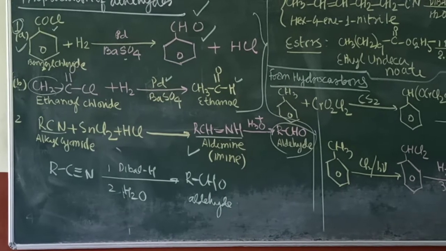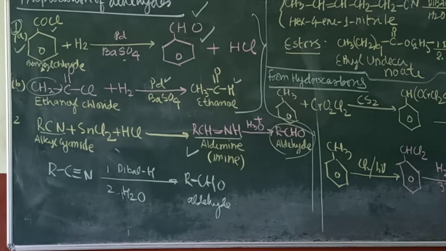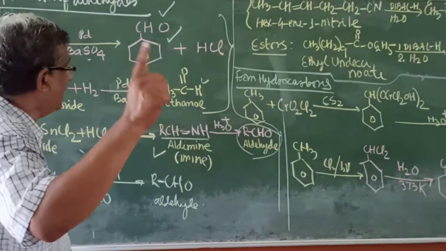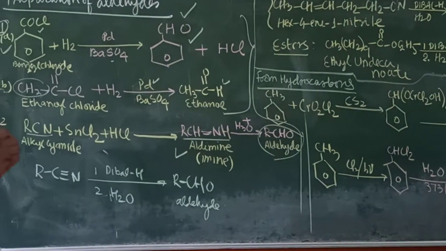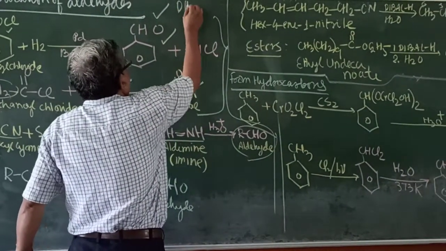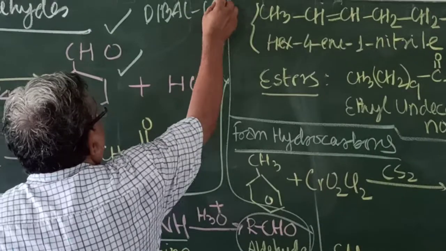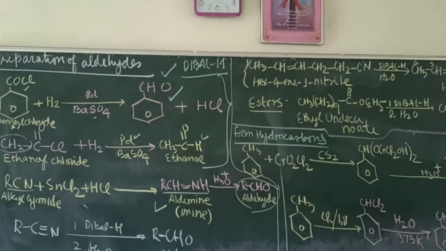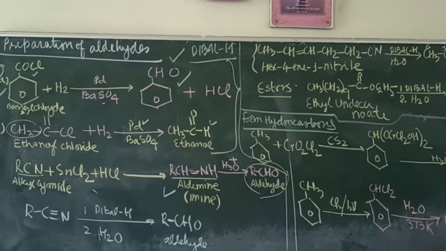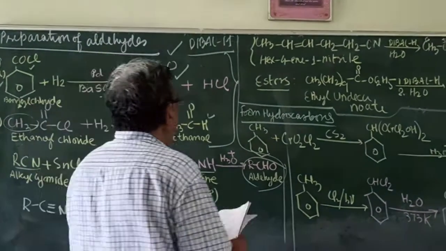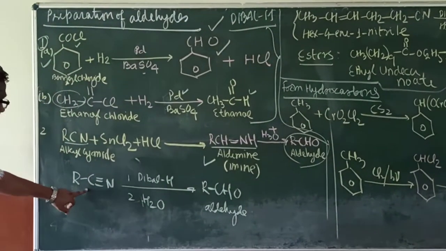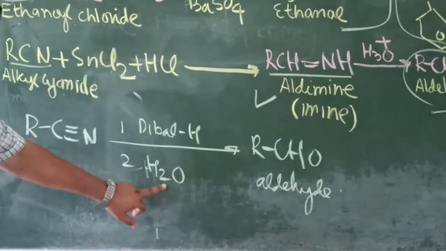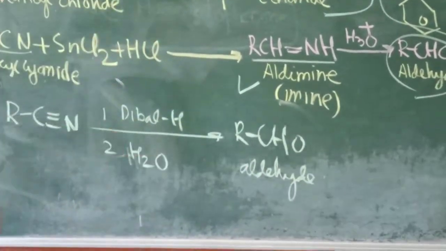There is one more method. Alternatively, nitriles and esters can be reduced with a mild reducing agent known as DIBAL-H. The full name is diisobutyl aluminium hydride. What do we do here? We take here this alkyl cyanide, using DIBAL-H in presence of water, we get here aldehyde.